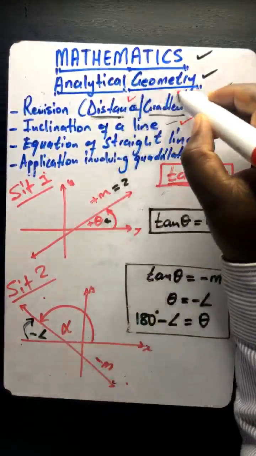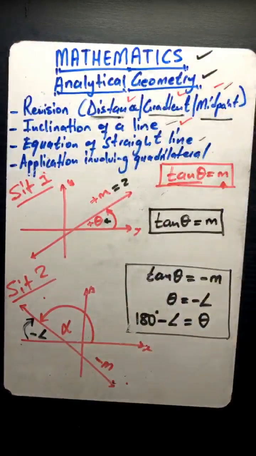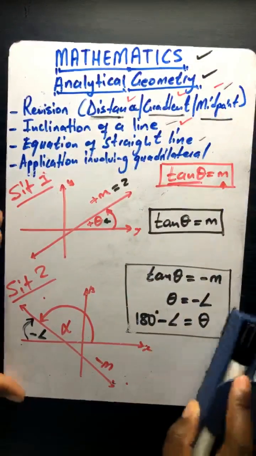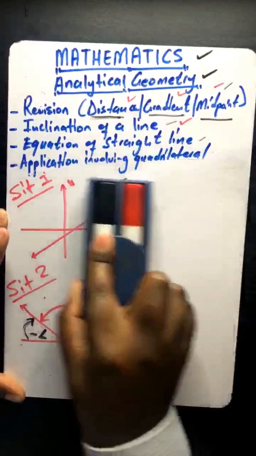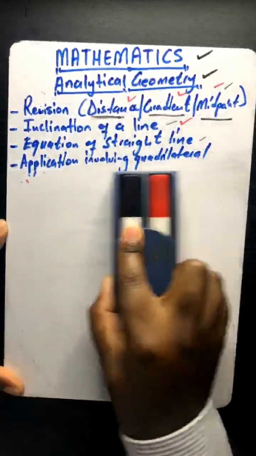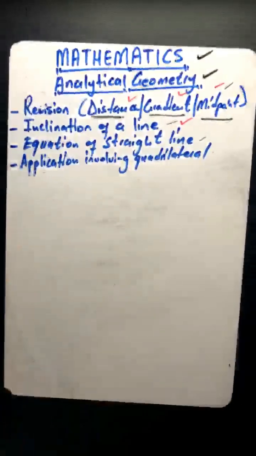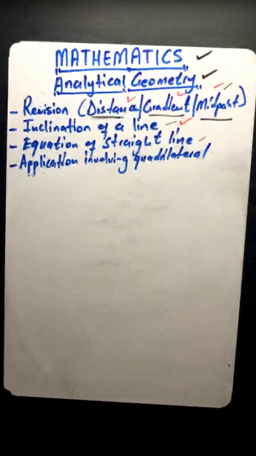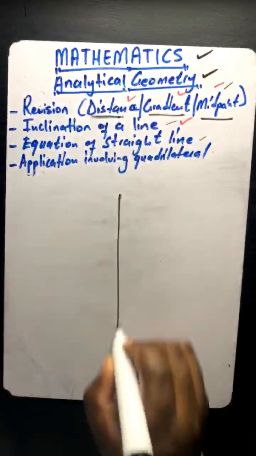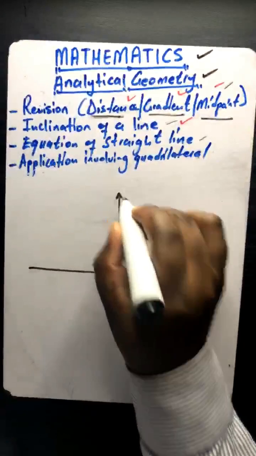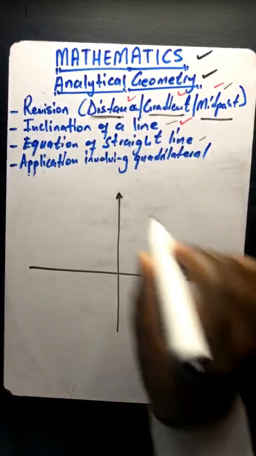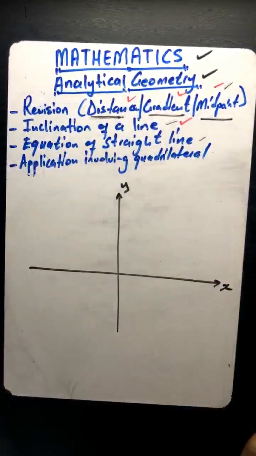Now let's quickly move on to the equation of a straight line. So I'm going to remove all of this. Guys, analytical geometry is a very simple chapter. You need to score maximum. Remember, guys, at all times, things are being plotted on a Cartesian plane.